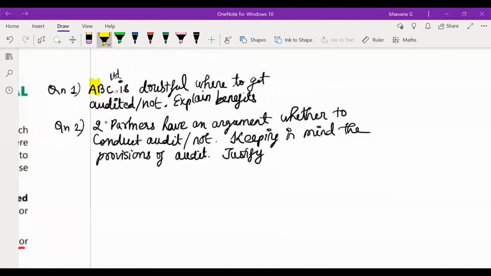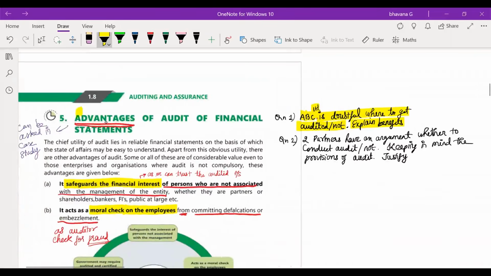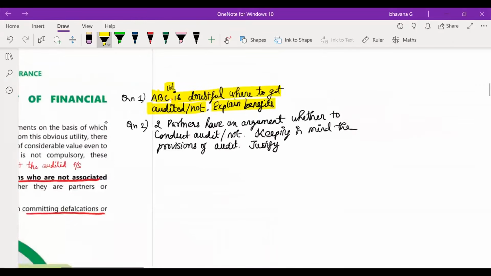See, ABC Limited is doubtful whether to get audited or not. Explain the benefits. So you have to tell them what the advantages are if you audit the financial statements. Likewise, in the last topic I told you, types of audit. Voluntary audit. Why would somebody do voluntary audit? Nothing, because of all these advantages they get. For this alone, they will do the audit of financial statements.